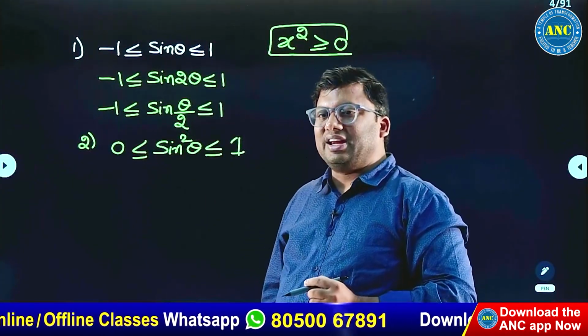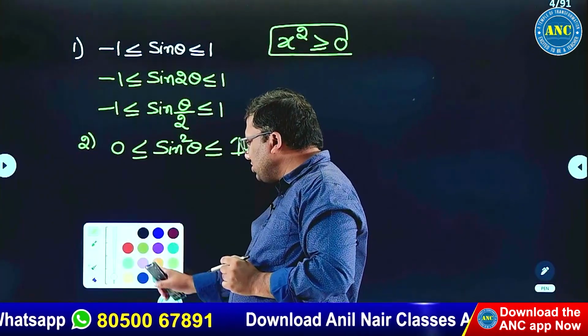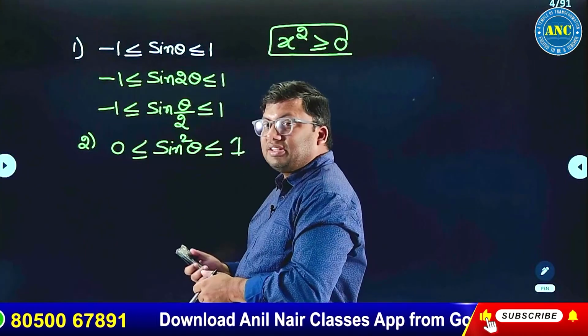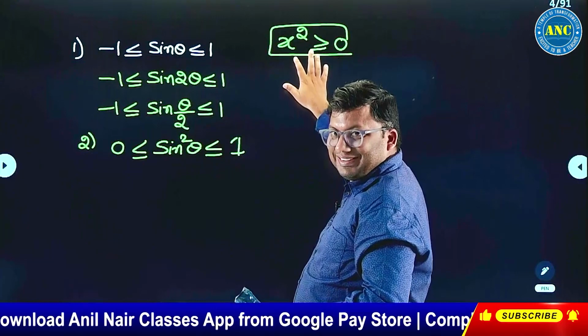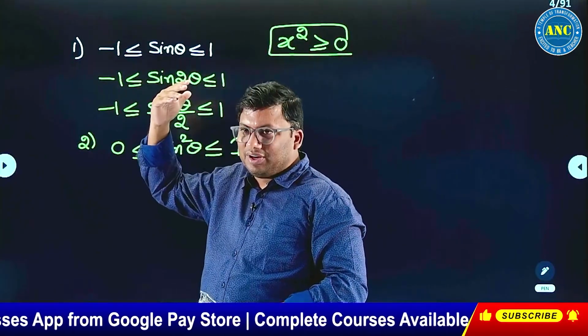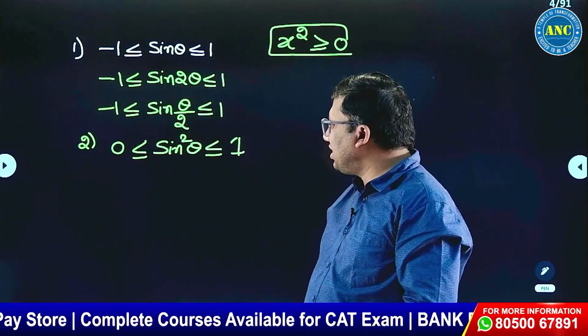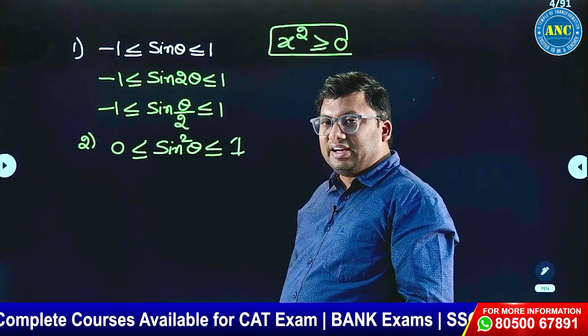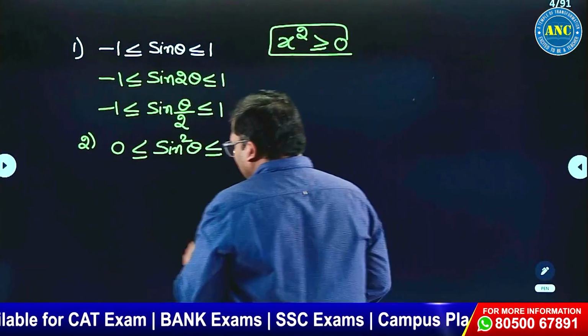0 less than or equivalent to sin square theta less than or equivalent to 1. Sir, what has happened to these minus 1? Whenever you do any square, minimum value will be 0. All negatives will go out. It will start from 0. 0 less than or equivalent to sin square theta less than or equivalent to 1. Third point.